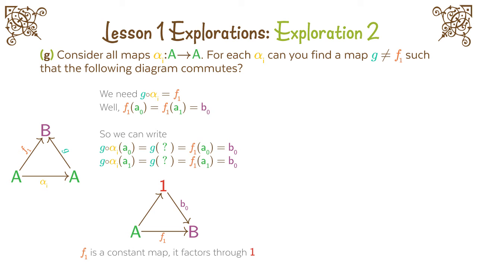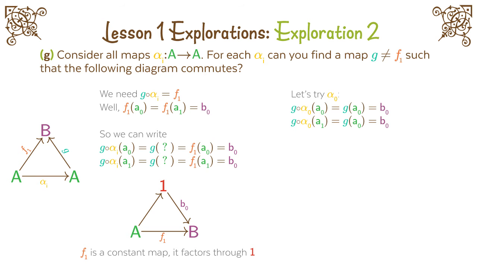A. So to say that this diagram commutes is precisely to say that there's some point of B that F takes all the points of A2. F is determined by that point of B through the action of the unique map to the terminal object. So back to this problem. We can't have G equals F, so let's go through each alpha and see what our mystery relation becomes.